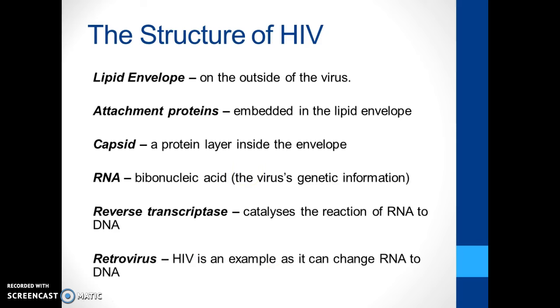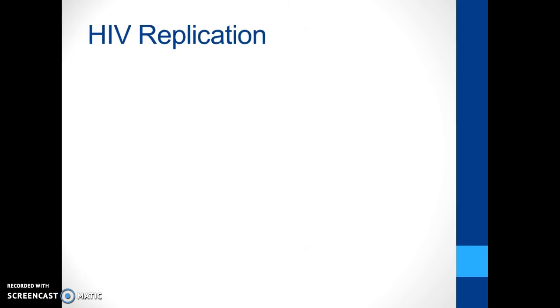And then a retrovirus is another keyword. It's not part of the structure. It's a keyword. HIV is an example. A retrovirus is a virus that can change RNA into DNA. So HIV is a good example of that.